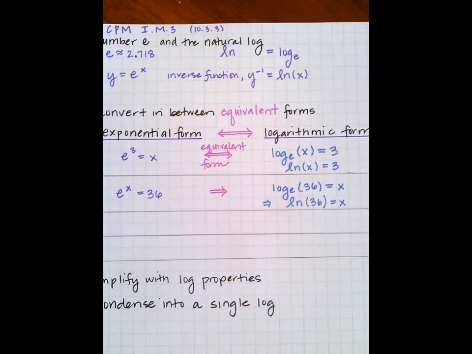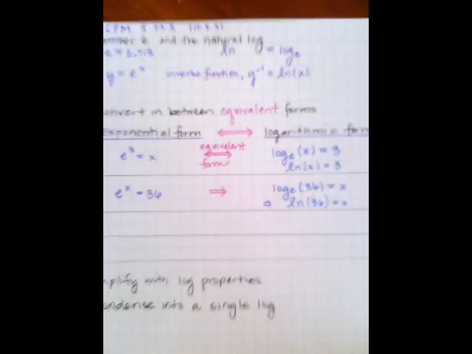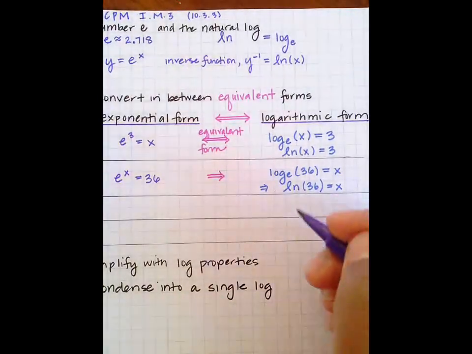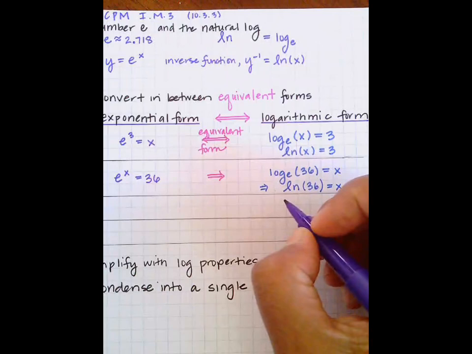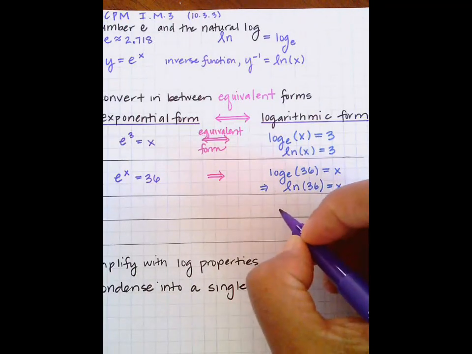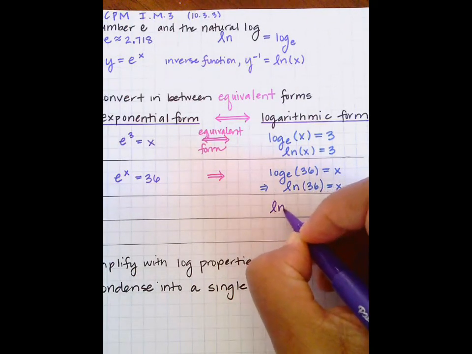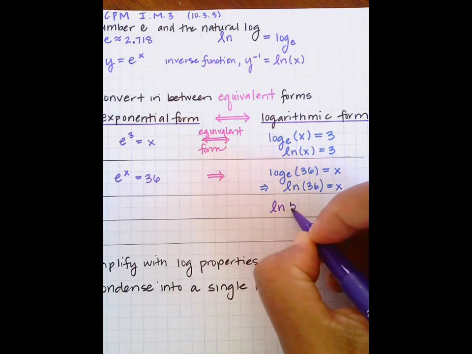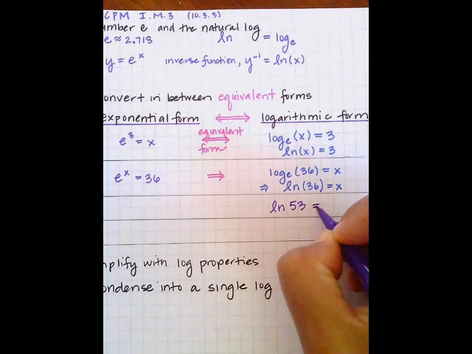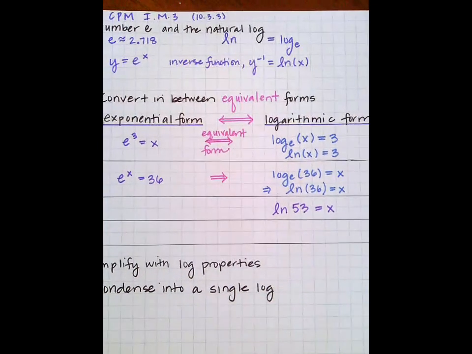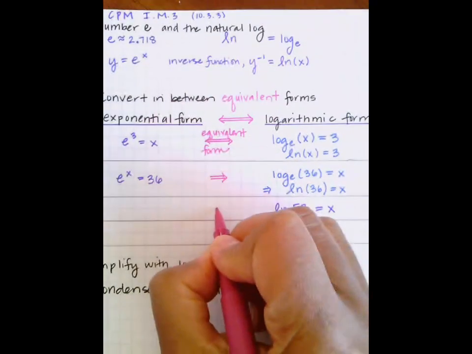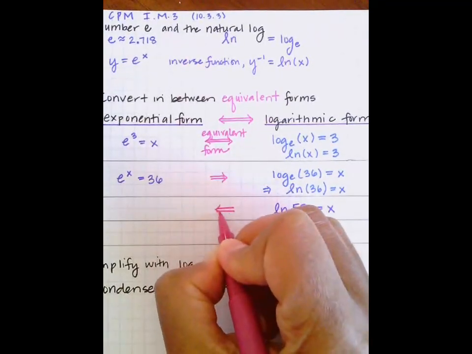Okay, and so the next thing that we will go over is starting from a different perspective. If we're starting from a logarithmic form and you're trying to rewrite that in its equivalent exponential form. So if we have the ln of 53 equaling x, how do we go now the other direction of writing its equivalent exponential form?